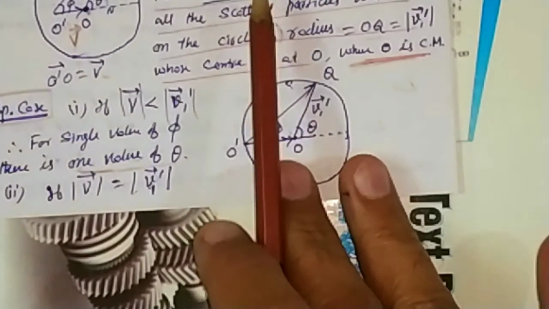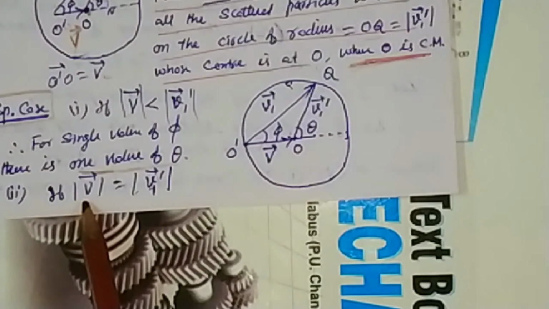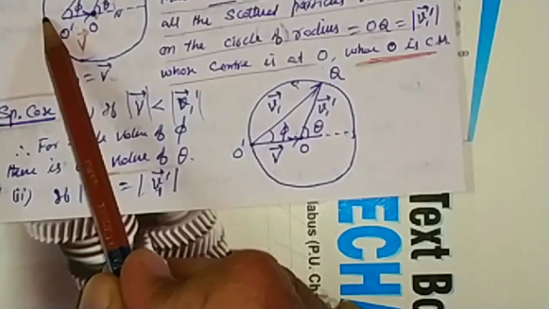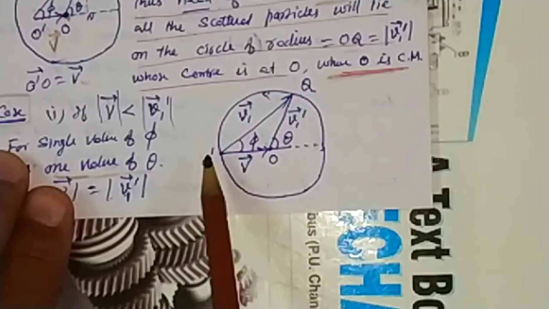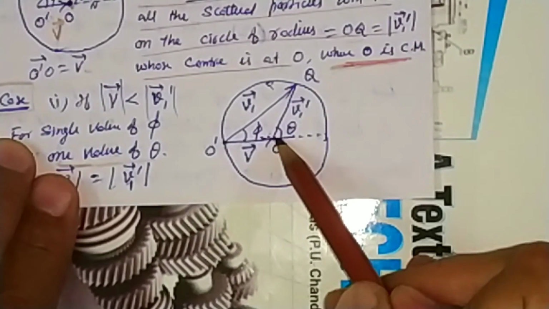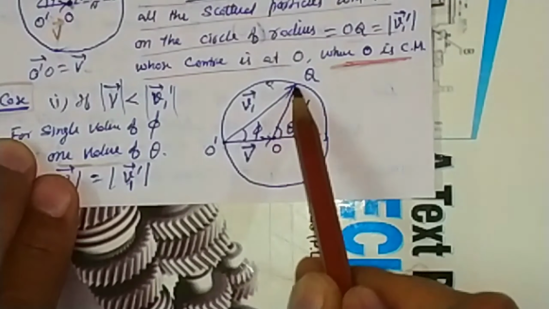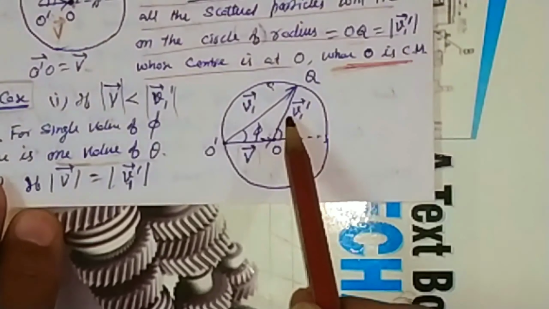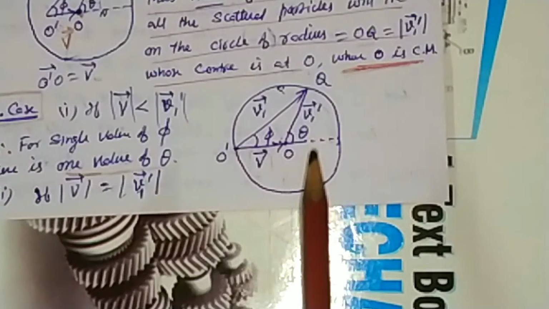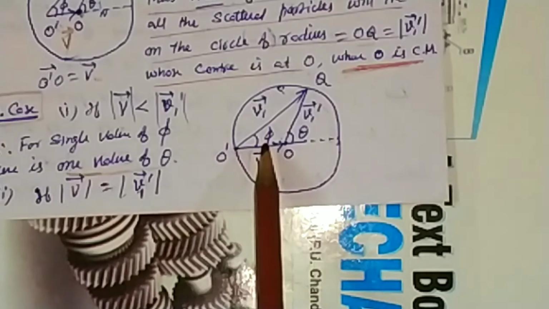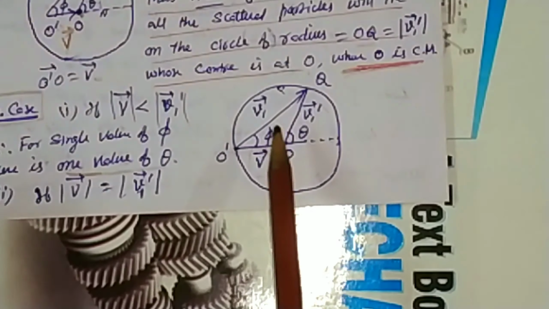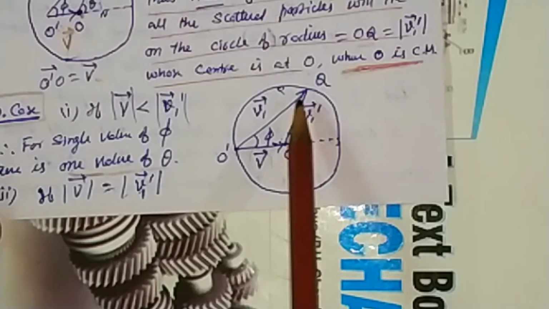But in the second special case, if V magnitude is equal to V1 dash magnitude, in this case O dash lies on the circumference of this circle, then O dash O is equal to OQ. So this is the radius of this circle. So in this case both magnitudes of this velocity and this velocity are equal. Again, for one value of phi there is a single value of theta, but in this case phi can vary from 0 to 90.